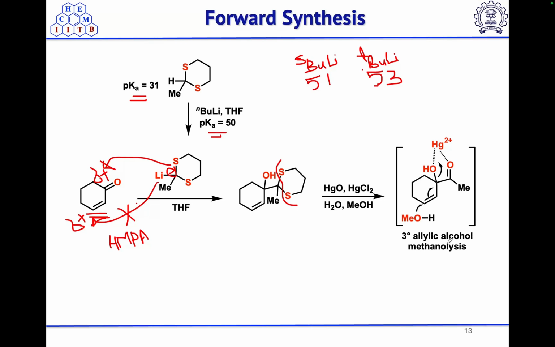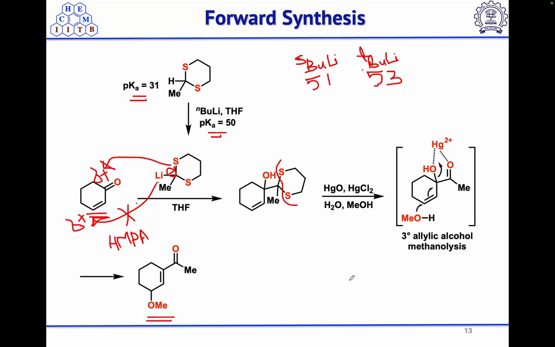Methanolysis of tertiary allylic alcohol: basically this methanol will attack this olefin at the vinylic position, and this C=C double bond will migrate here, and this C-O bond of the OH group will disconnect and this alcohol will be removed. So basically you will get the OMe at this center and the double bond in between this C-C. Basically you will get the product.